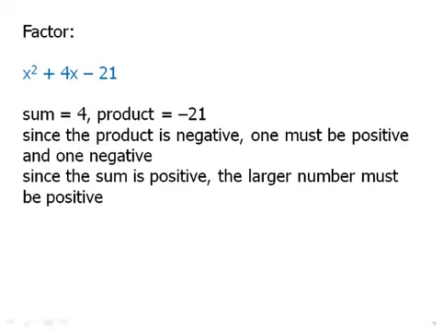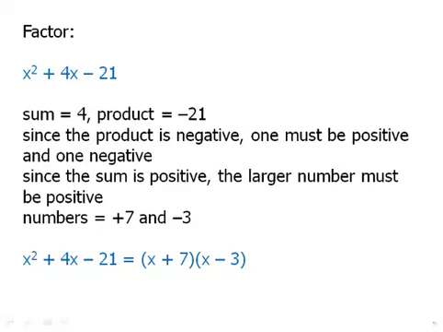So we'll think about this. First of all, think about factors of 21. Certainly 3 and 7 multiply to positive 21. So let's make the larger of those two a positive number and the smaller of those two a negative number. If we have positive 7 and negative 3, those multiply to negative 21 and they add to positive 4. So those are the two numbers that we're looking for, positive 7 and negative 3. And so that means that we can factor this into x plus 7 times x minus 3.